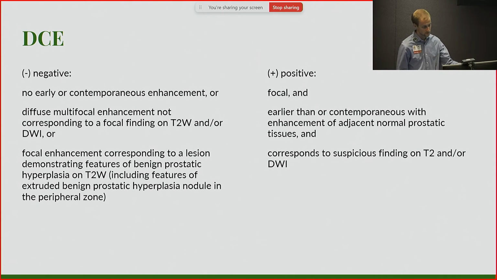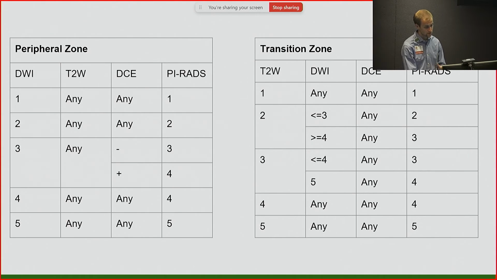And so usually if you see something dark on T2, bright on DWI, dark again on ADC, your suspicion is going to be higher that it is a prostate cancer. You put all this together, all of this PI-RADS stuff, and it's really sort of a table that you just move across as far as checking your boxes.